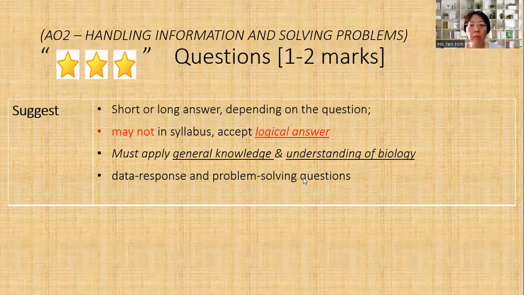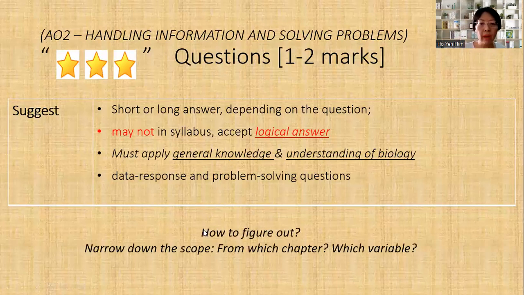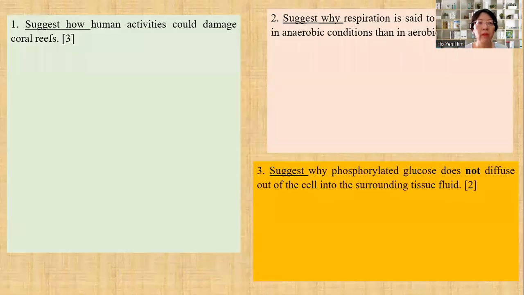Data response and problem-solving questions are also possible. That means you are given data in a table or a graph, and then you solve the problem. Those can also be suggest questions, not only theory. So let's try out how to figure out the possible answer for a suggest question. Narrow down to the scope. For this question, which chapter does it come from? Or for this question, in the graph or the table, which variable am I supposed to look at to get to the answer? Okay, so let's try out these 3 suggest questions.